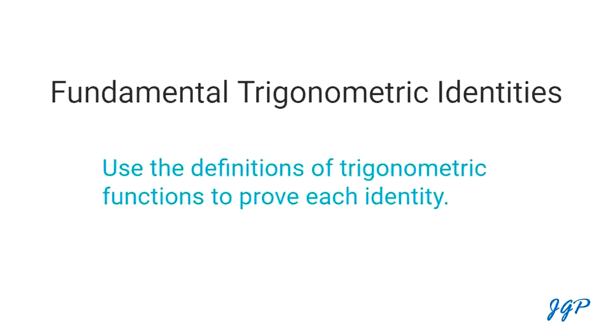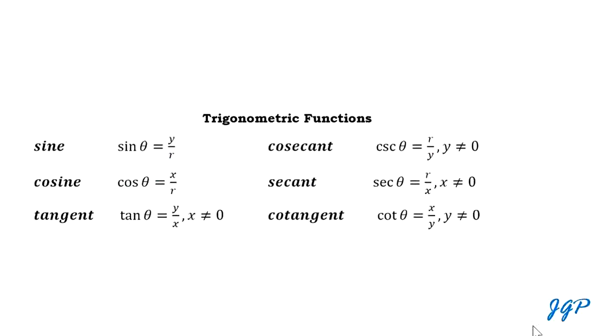This video lesson is about fundamental trigonometric identities. In this lesson, we will use the definitions of trigonometric functions to prove each identity. To solve these problems, we should have knowledge of the definition of trigonometric functions. So this is the definition: we have the sine, cosine, tangent, cosecant, secant, and cotangent.